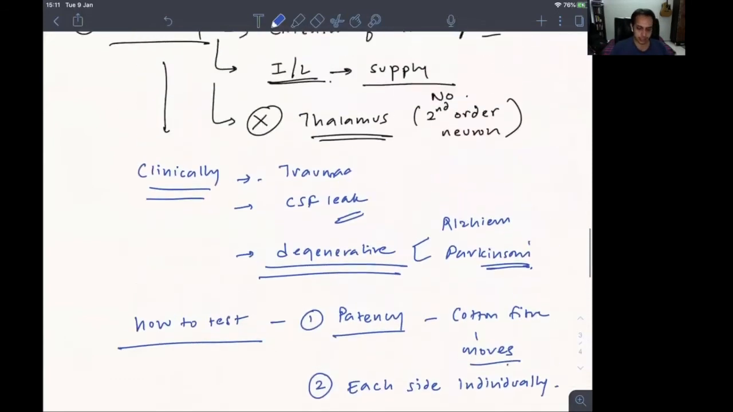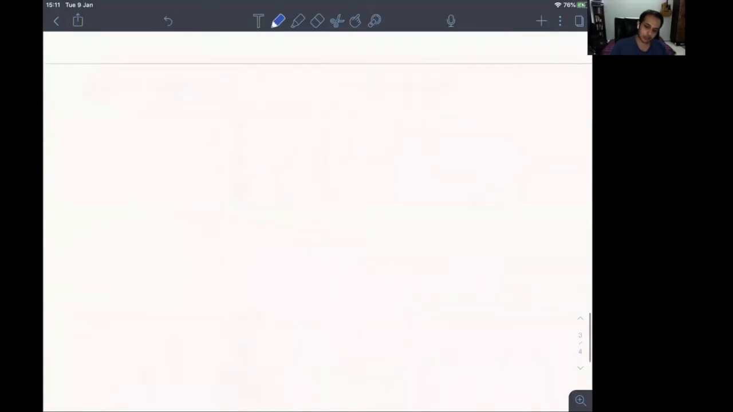So that is about it. That's about the olfactory nerve. Coming to the second nerve, that is optic nerve. Now, optic nerve, I'm going to spend a little bit more time than olfactory because it is involved in so many more cases, and you need to have a good idea about optic nerve.